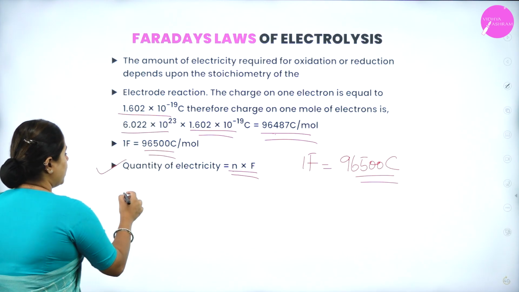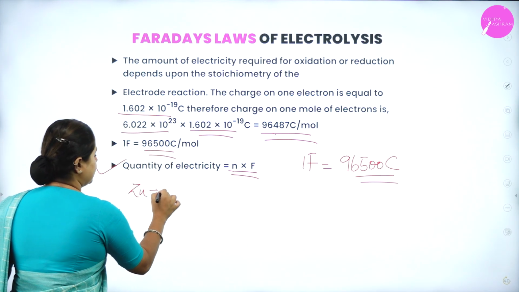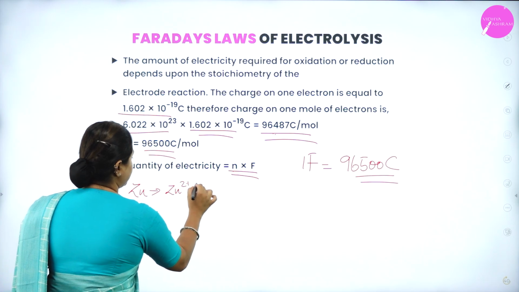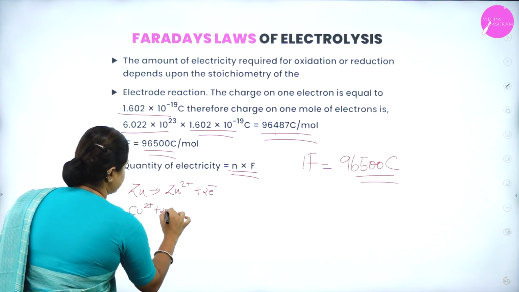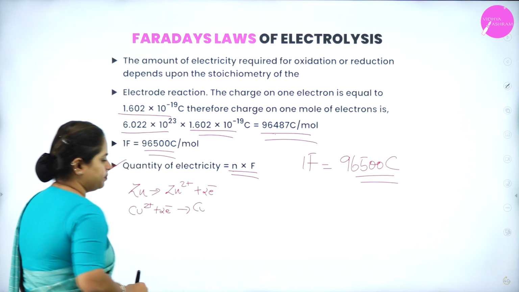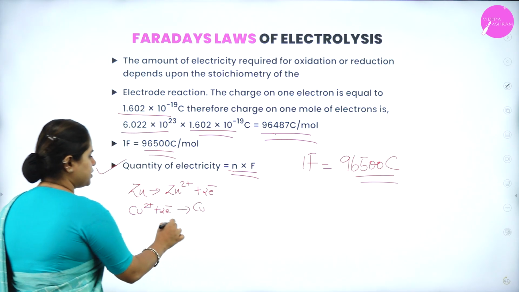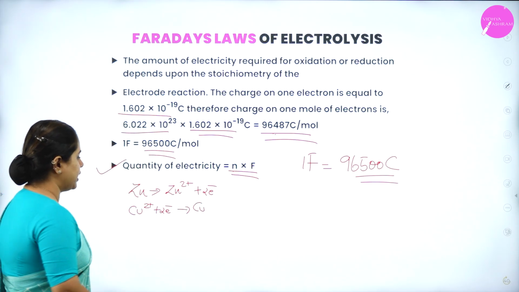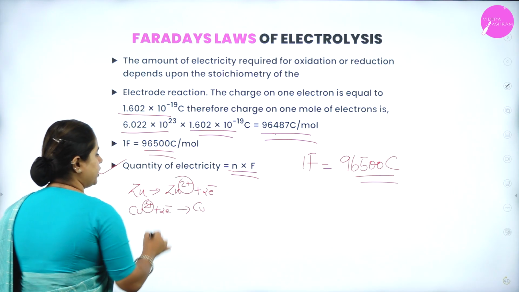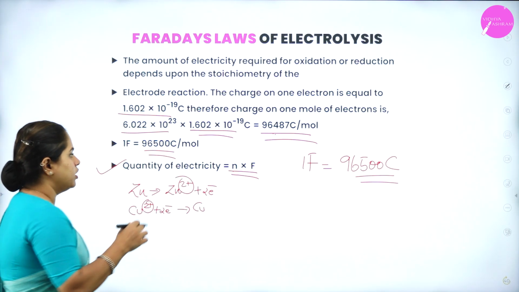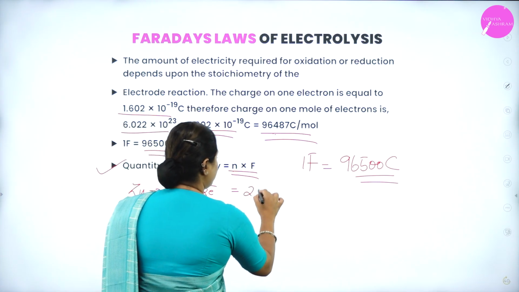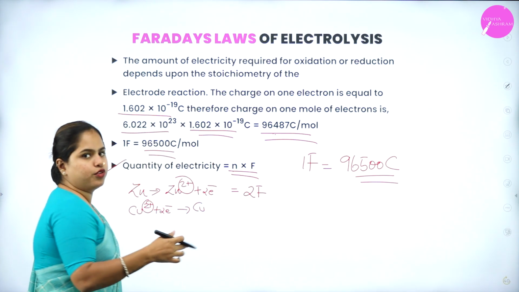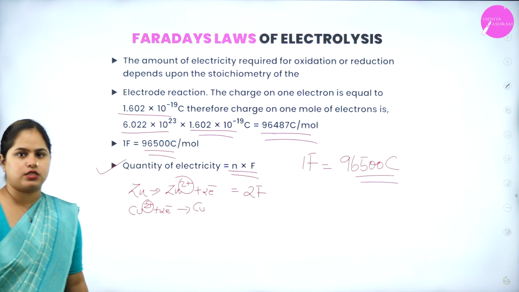For example, take the example of the Daniel cell, where zinc gets converted into Zn2+ and 2 electrons, and copper accepts these electrons and forms copper. Right, Cu2+ accepts the electrons and forms Cu. Now, in this case, how many electrons are involved here? 2 electrons are involved. So, in this case, the quantity of electricity being passed is 2 farad, right? N into F, 2 farad. So, it will be 2 into 96,500.